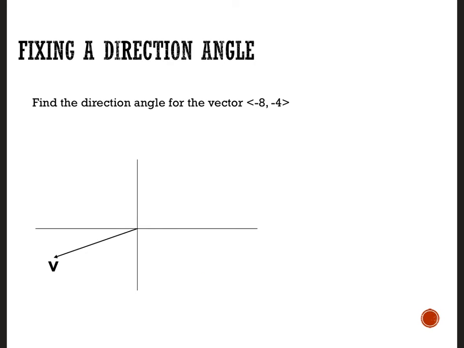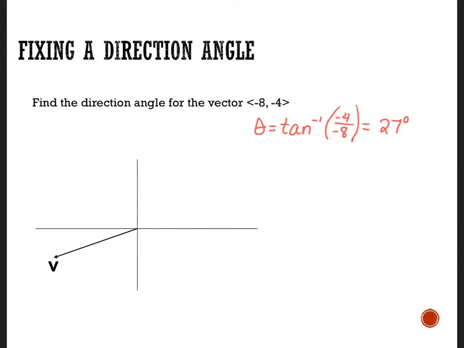Because the tangent inverse has a limited range, sometimes you're going to need to fix the direction angle. First, I want you to try to pause this video and do as much of this as you can. Find the direction angle, and again, not the magnitude, but just the direction angle for the vector <-8, -4>.